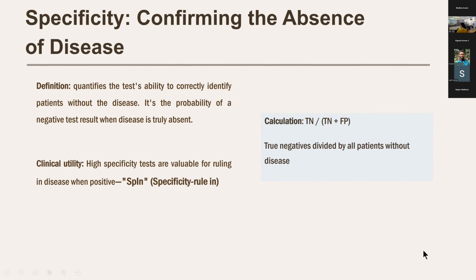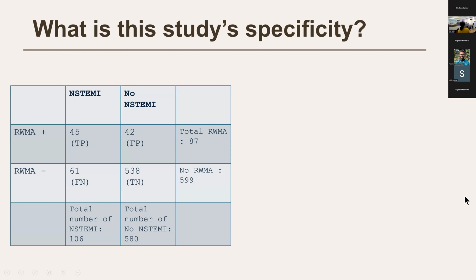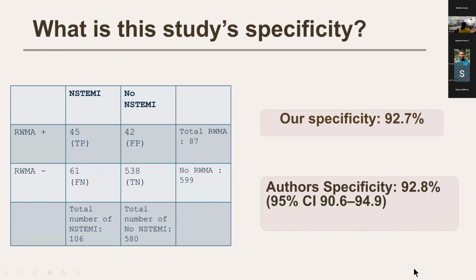So this is the formula. True negative divided by true negative plus false positives. So true negatives divided by all patients without the disease. All right. Everyone can calculate. So that is true negative by everyone without the disease. Yeah? 538 by 58. Yes, true negative by everyone without the disease. So the authors also got the same thing.